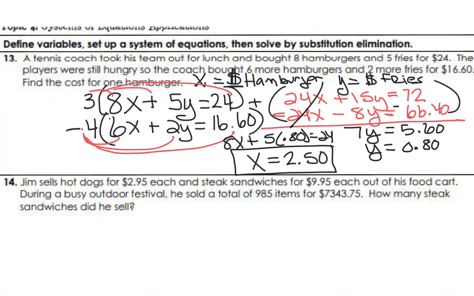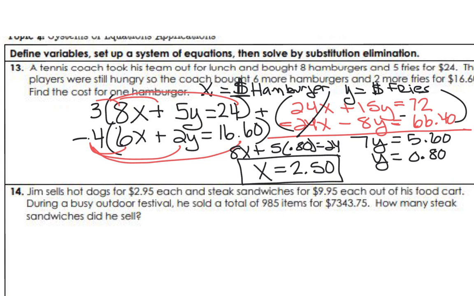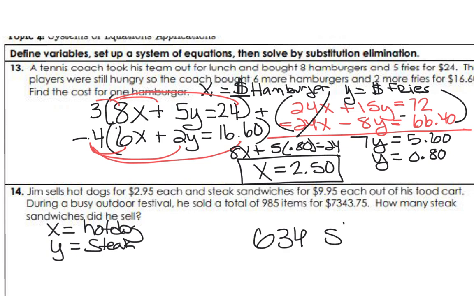All right, number 14. You're going to let x equal hot dogs and y equal steak. And you've got the key on Google Classroom, so you can look at that, but they wanted to know how many steak sandwiches did he sell. So he sold 634 steak sandwiches.